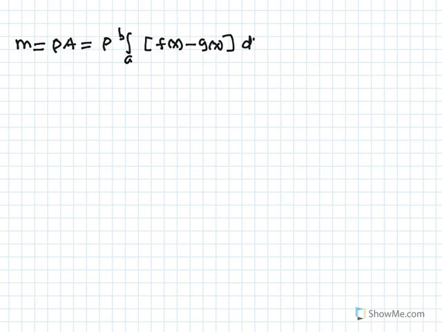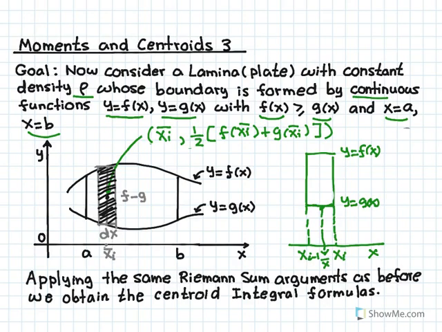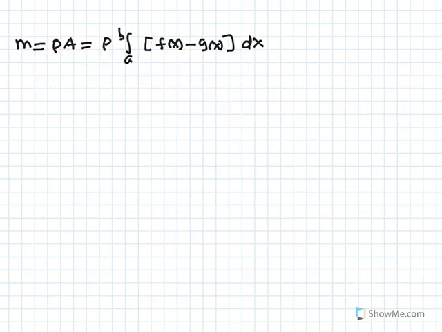Okay, so the mass is density times area. That's rho times the area, which is the integral from a to b, and the height is given by f of x minus g of x, the difference between the two functions, times dx. Looking at the diagram, that makes sense. This is f minus g here. That's the height of this rectangle, times dx gives you the area of this rectangle. Then the integral basically adds up all these vertical slices.